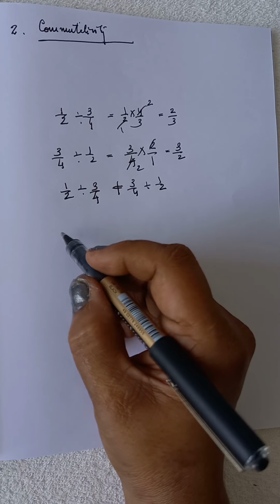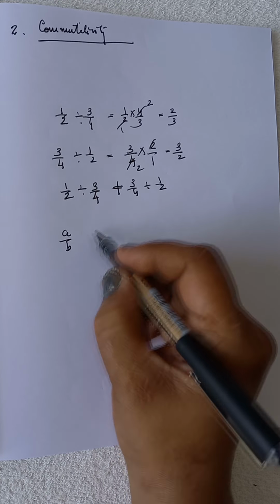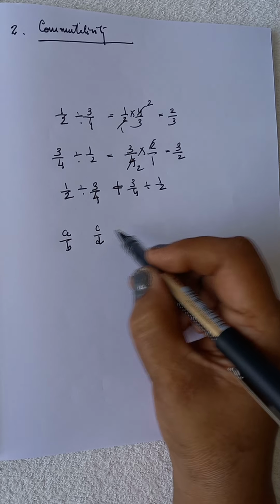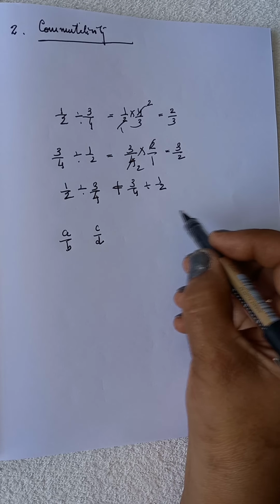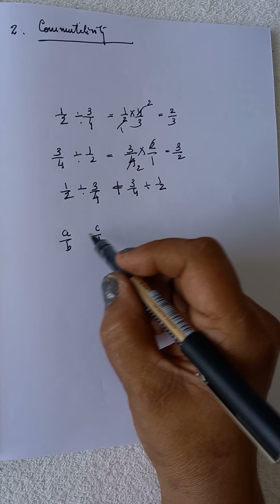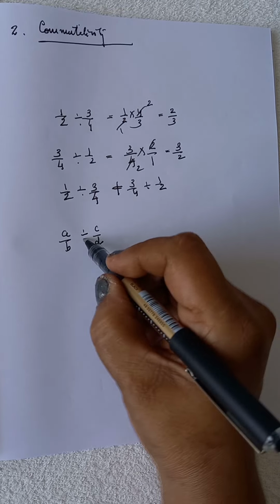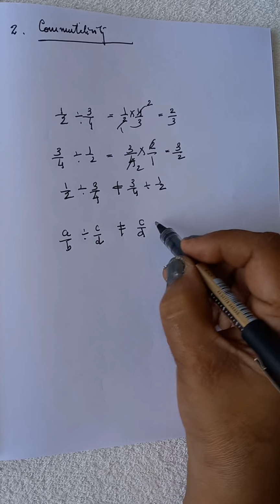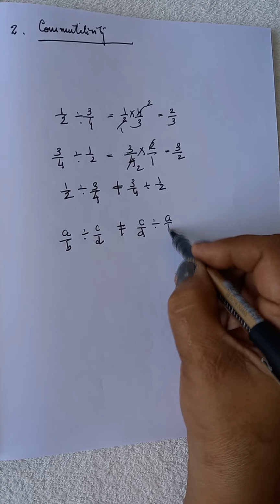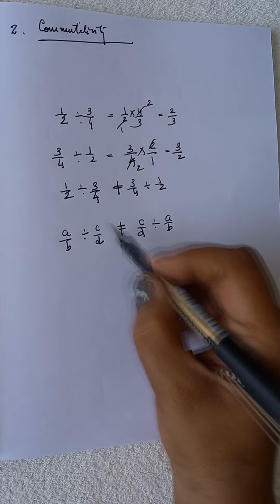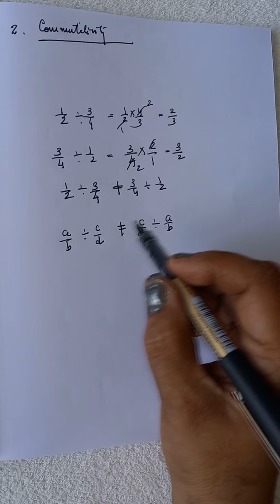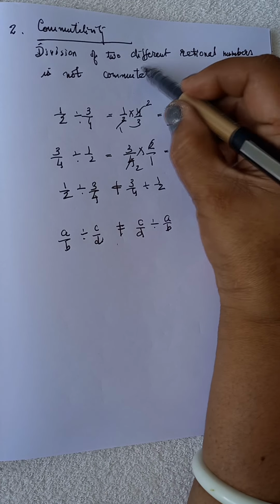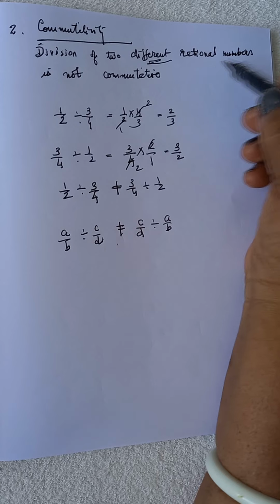In general, if you take two non-zero rational numbers, say A by B and C by D, then what happens? A by B divided by C by D is not equal to C by D divided by A by B. So, we can say that division of two different rational numbers is not commutative.